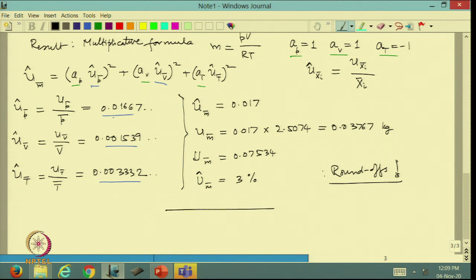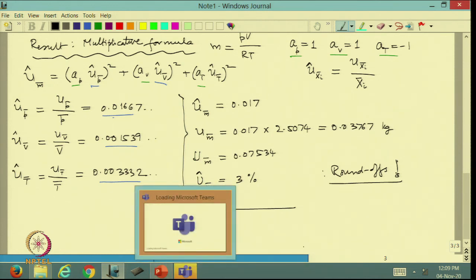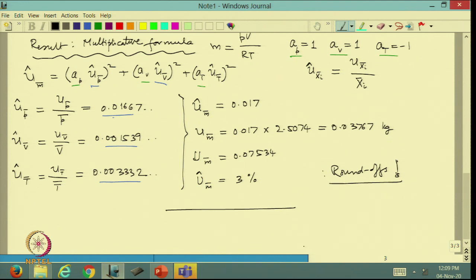So, this is the second method. We did the calculation by the multiplicative formula, and what you can see here is much less effort, much less calculation than what was there in the first one. Of course, if you are doing it on a spreadsheet or you have a program written for it, any of them will be the same effort.